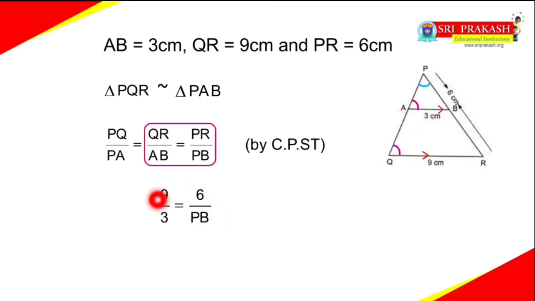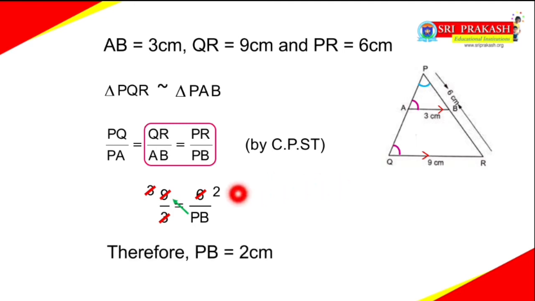Now let us cancel 9 with 3, 3 times, and also cancel 6 with 3, 2 times. Now let us shift PB from RHS to LHS. Then we get PB is equal to 2 centimeters. Therefore, the length of PB is equal to 2 centimeters.